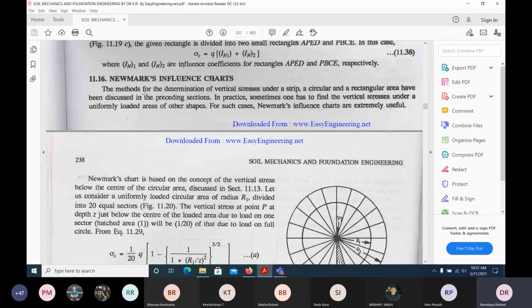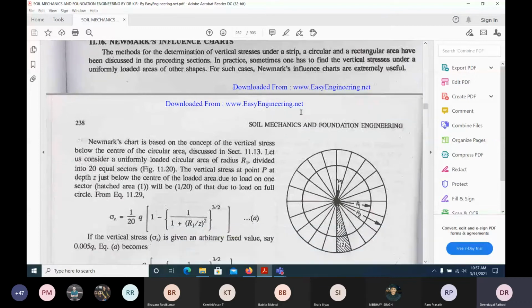Okay, Newmark's influence chart. The methods for determination of vertical stress under a strip, circular, and rectangular area have been discussed in the preceding section. In practice, sometimes one has to find vertical stress under a uniformly loaded area of other shapes also. Okay, that means other shapes. For such cases, Newmark's influence charts are extremely useful. That's what I'm trying to tell you. Sometimes it is not necessary that the foundation be circular or rectangular. It can be in another shape also. So in that case, this particular chart is very, very important.